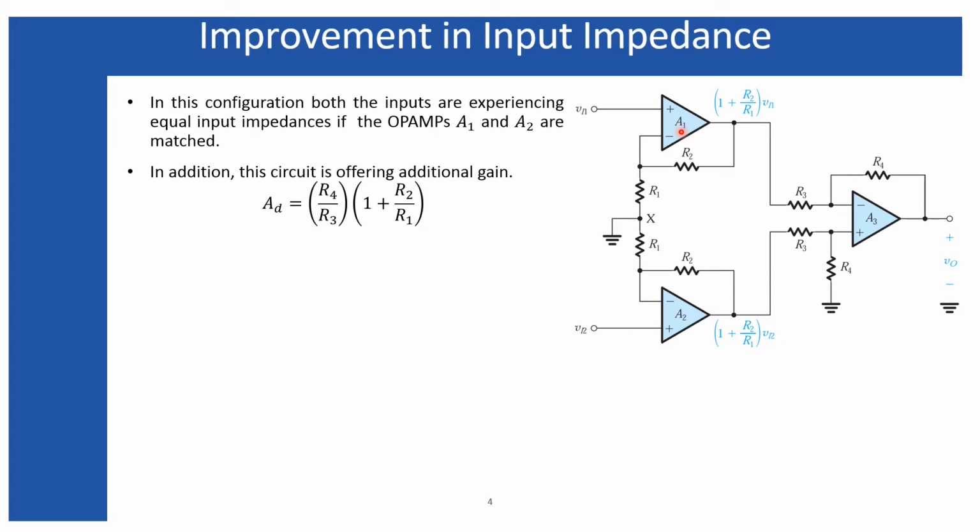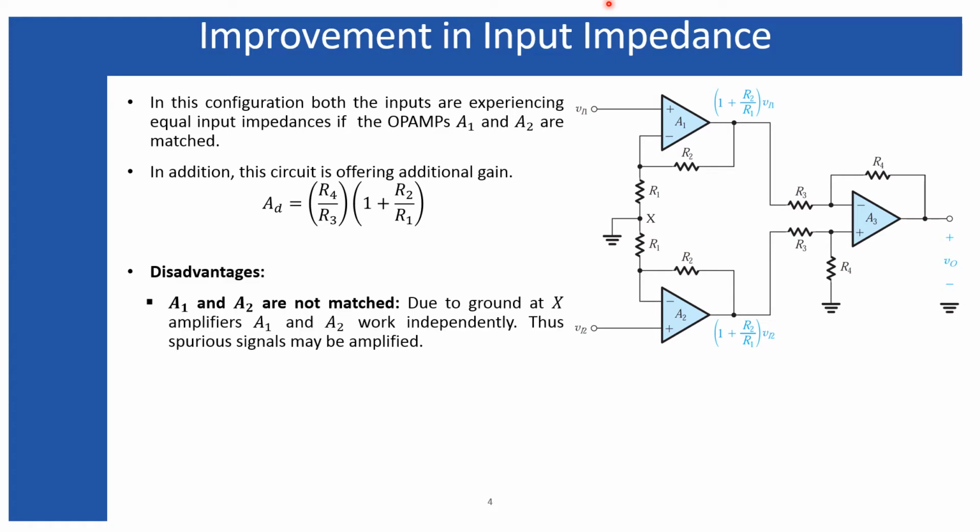But for the non-ideal case, the input impedance of the operational amplifier is very high. So therefore, these two signals are experiencing very high input impedance of the operational amplifier. But in spite of such an improved version of the previous circuit, still this circuit suffers from some basic limitations.